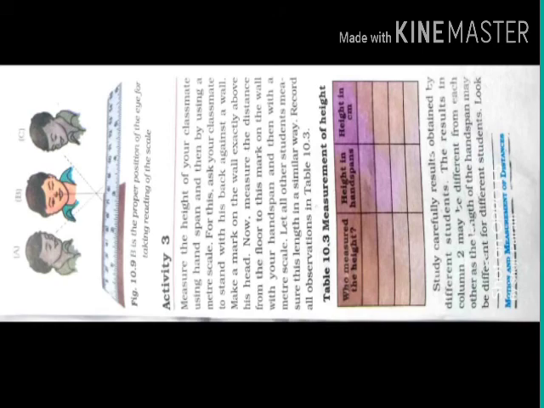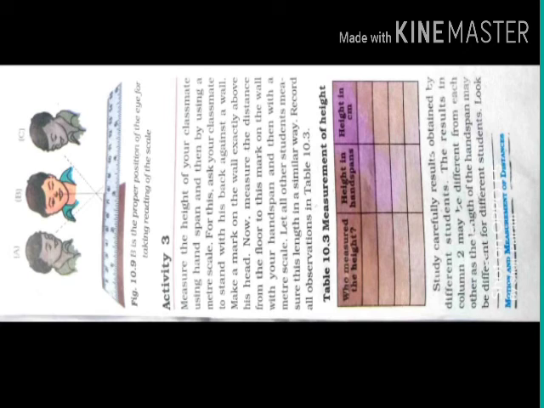Now let us see activity 3. In activity 3, it is given to measure the height of your classmate using handspan and then by using a meter scale. But as you are not going to your school, you don't have classmates, so you can take the help of your family member like your father, mother, brother or sister. So ask them to stand with their back against the wall, touching the backside against the wall.